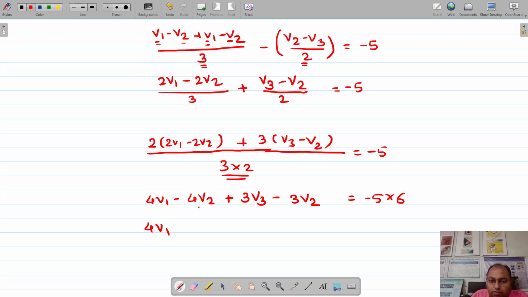4v1. Now club the terms of v2. How much will it be? It will be minus 7 v2 plus 3 v3 is equal to minus 30. Yes, 5 6s are 30. Okay, so this is nothing but your equation number 2. Is that fine? Great.